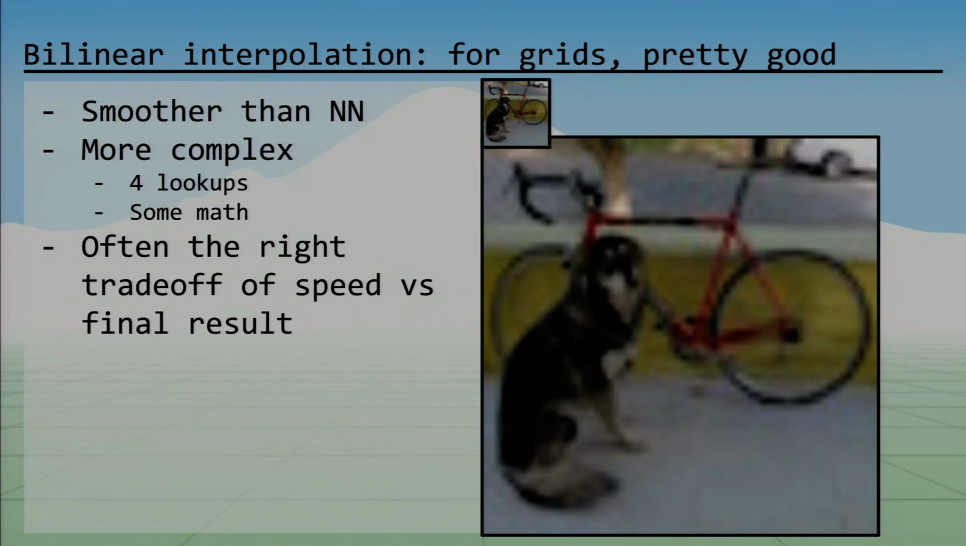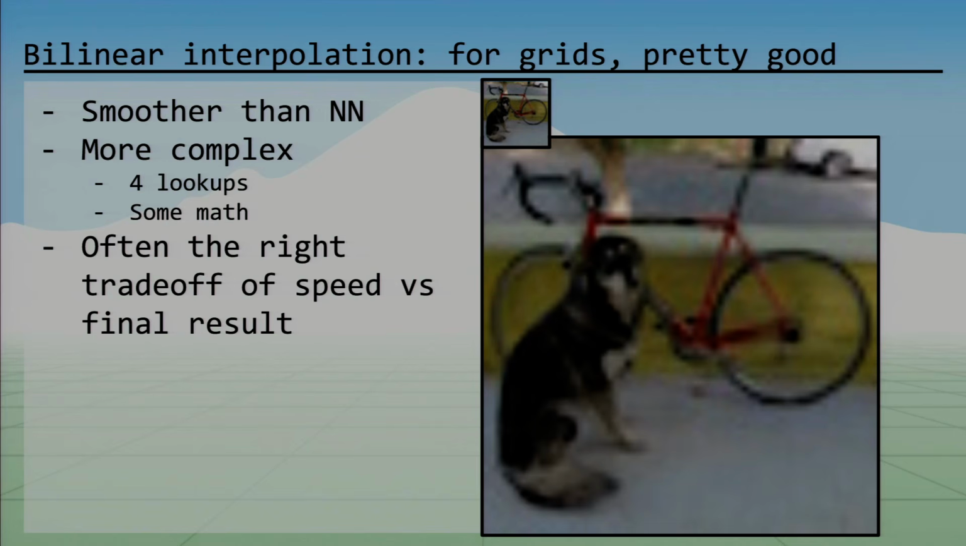So bilinear interpolation works pretty well. Again, we're using it here for scaling this image up by a whole lot. It is more complex than nearest neighbor. For nearest neighbor, all we needed was to look up one pixel value, the closest pixel value. For bilinear interpolation, we're going to need these 4 lookups. So we have to look up each of the pixels in this grid around the pixel that we care about.